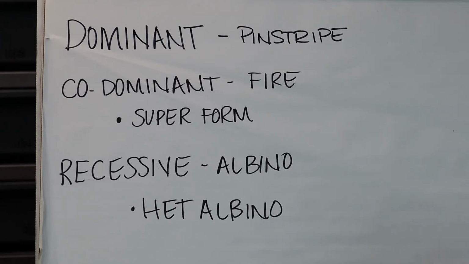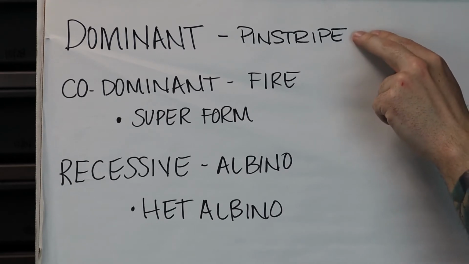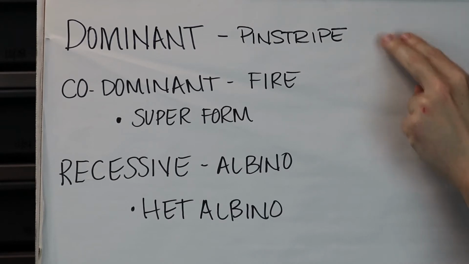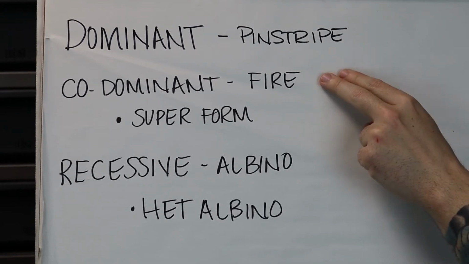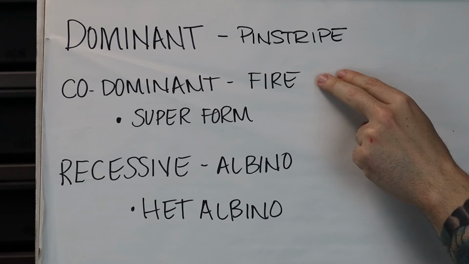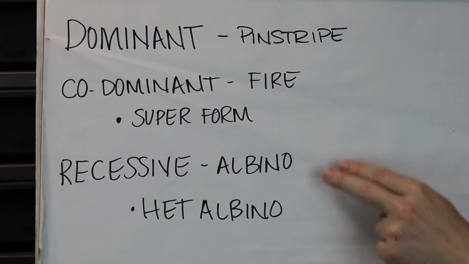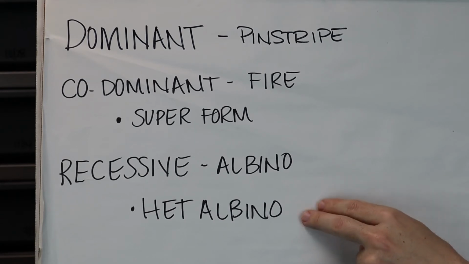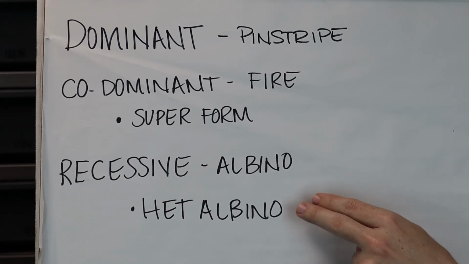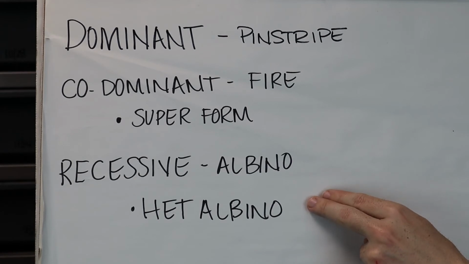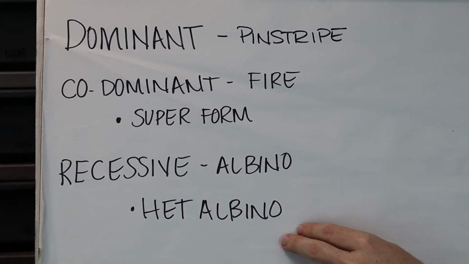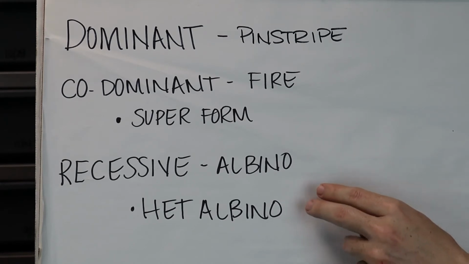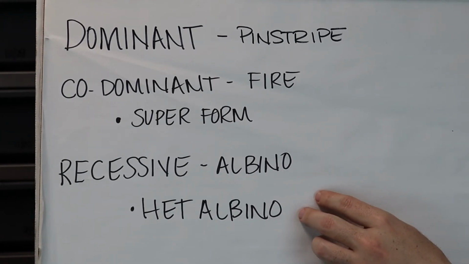So, again, to reiterate, dominant, you're going to see it, and if you breed two together, there is no superform. Codom, you're going to see it, and if you breed two together, there is a superform. Recessive, if it's a het, you're not going to see it. And if you breed two together, you could get a visual. Or you could breed visuals together. So you can have a visual recessive, and you breed two together and you can get visuals as well.